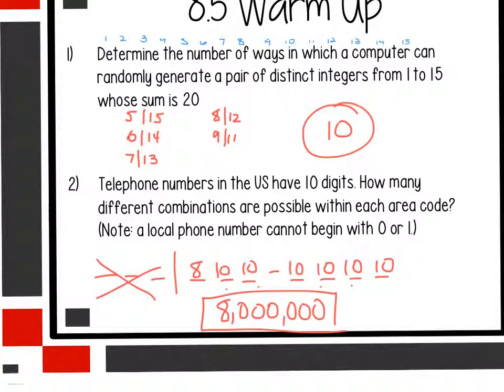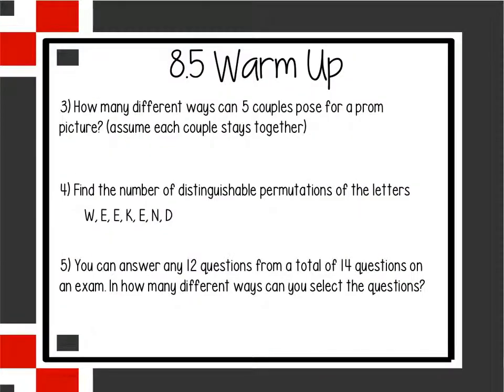Questions on that one? Okay, number 3 says how many different ways can 5 couples pose for a prom picture? Assume each couple stays together. Which means although there's 10 of them, we're really treating them as though there's 5. So is this permutation or combination? Permutation, right? The way in which they're arranged is changing. If couple 1 goes first, couple 2 goes second, and then I switch those, that's a totally different picture with different poses. So this would be 5 factorial, or 5 times 4 times 3 times 2 times 1. That's 20. That's 60. That's 120.